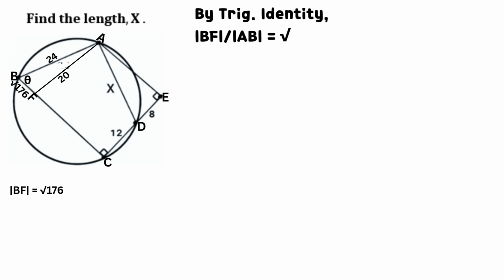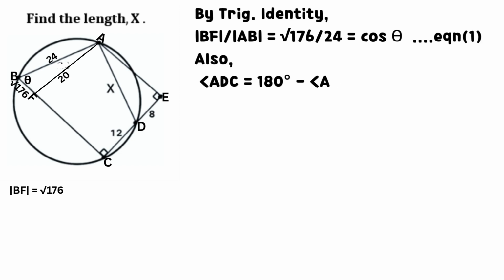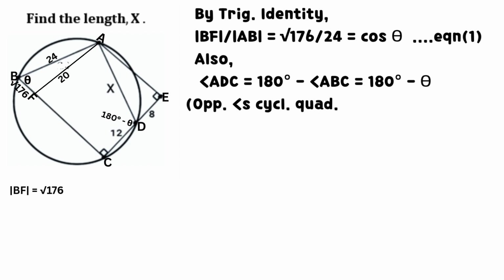By trigonometric identity, line BF divided by line AB equals the square root of 176 divided by 24, which equals cosine theta. We call it equation 1.